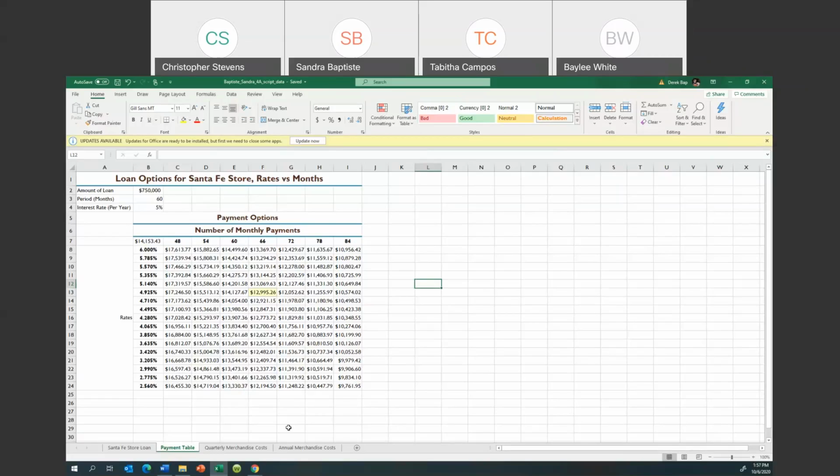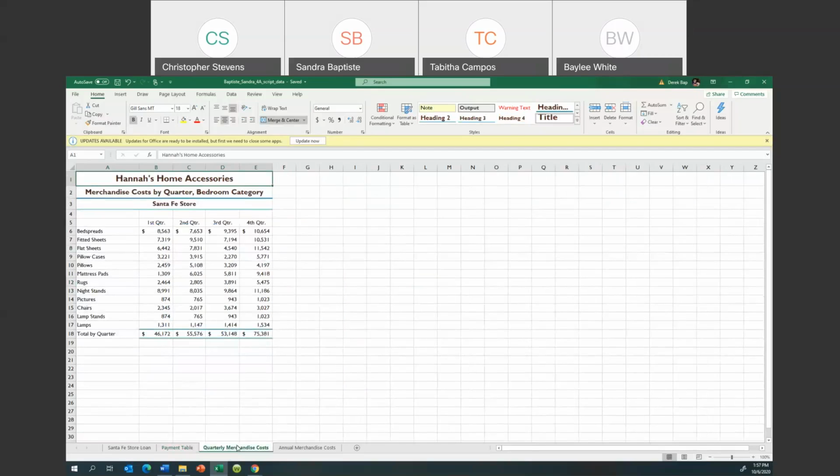So we're gonna look at some more naming next then. So yeah, we have enough time to get started. So let's go to quarterly merchandise costs. So the quarterly merchandise cost worksheet. Let's take a look at what we see here. So we see first, second, third, and fourth quarter information. We have different merchandises on the left, right, as our row headers, bedspreads, fitted sheets, and all this stuff.